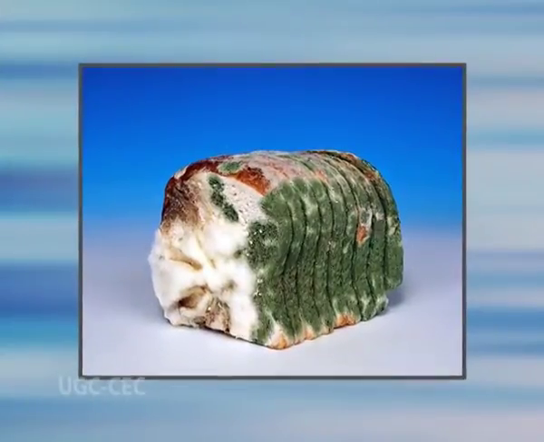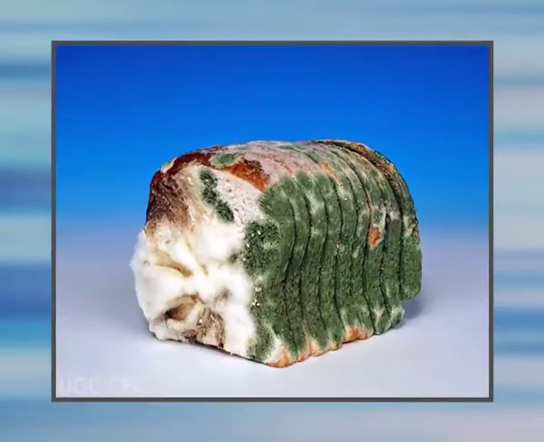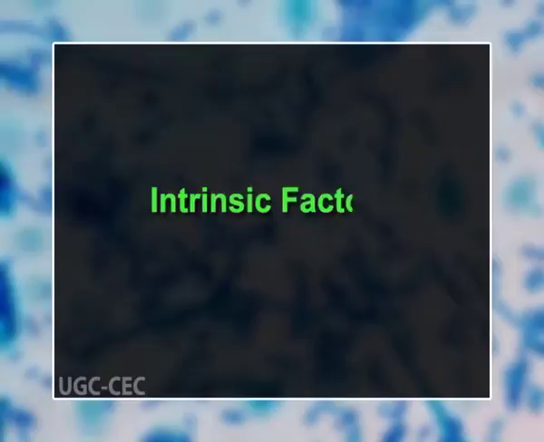Foods, because they provide nutrients for us, also are excellent environments for the growth of microorganisms. Microbial growth is controlled by factors related to the food itself or intrinsic factors, and also to the environment where the food is being stored, or what are described as extrinsic factors. Now let us know about intrinsic factors in detail.